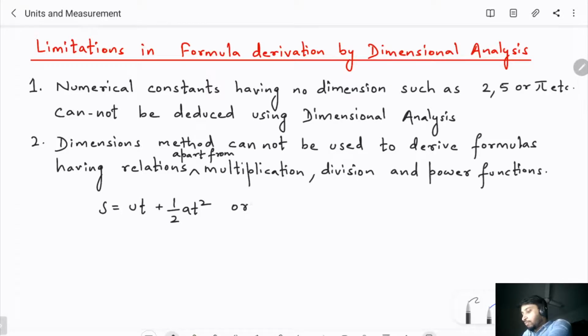Or y equal to a sine omega t plus phi. Here the sine term becomes dimensionless. So these are a few examples where these kinds of relations cannot be derived or deduced with the help of dimensional analysis.